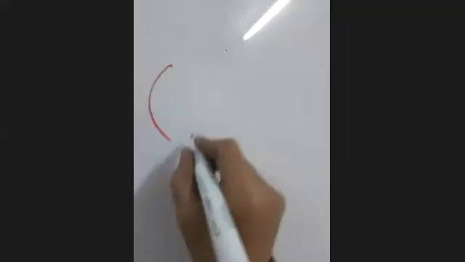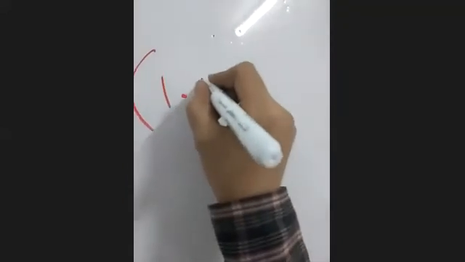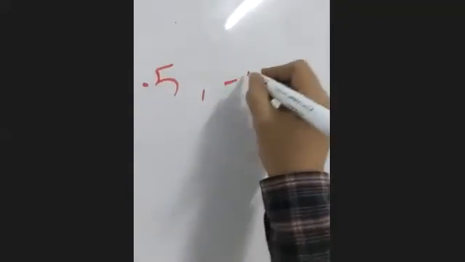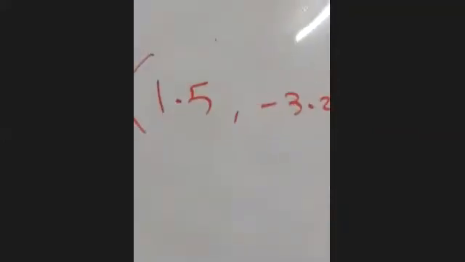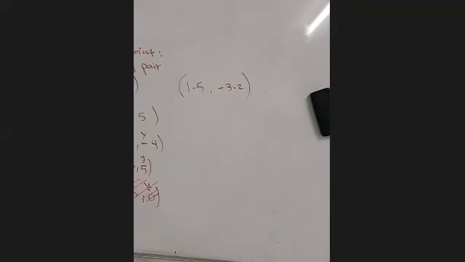Now this summary, guys, summarizes all of the ideas in the lesson. If we have rational numbers like 1.5 with -3.2, how do we do it?